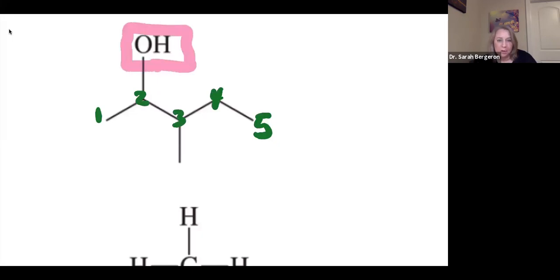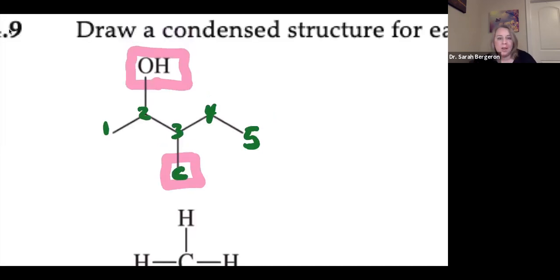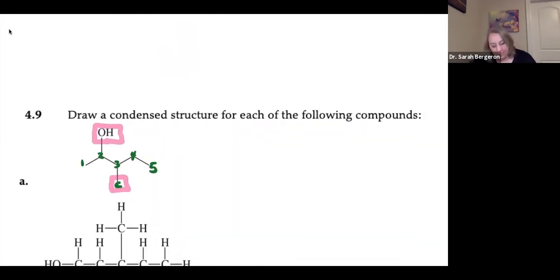So I see on carbon 2, I have an oxygen and a hydrogen. And then I see on carbon 3, I have a carbon. So what's really inside here is another carbon. Okay, so let's go ahead and draw that.